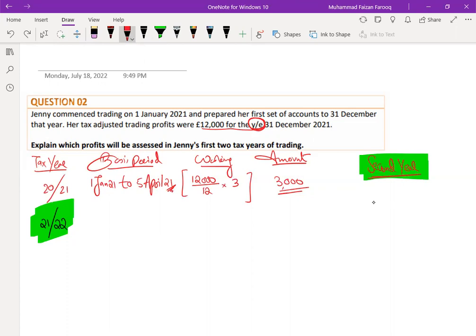The rules depend on one logic. You have to ask one question to yourself. The question is, we have a year end given, which is known as the period of accounts. Is it given in the question or no?